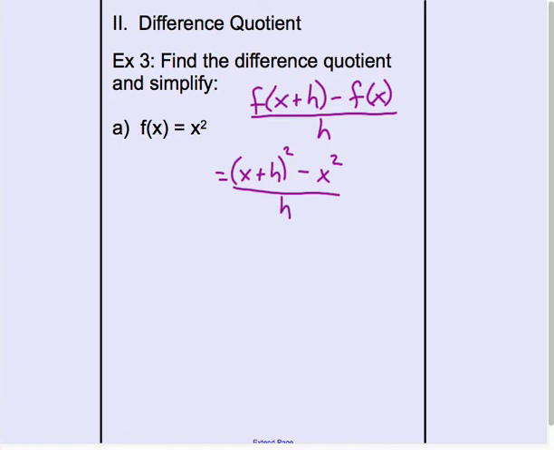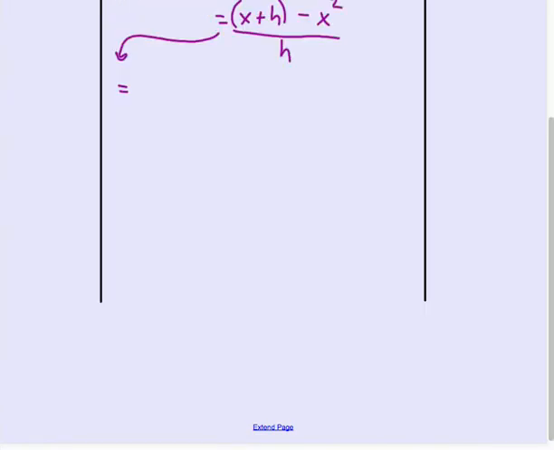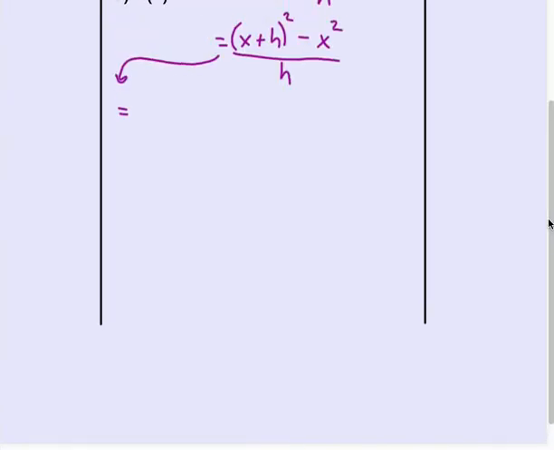Then we're going to simplify as much as possible. The first thing that we can simplify, I'll move over here so I have more room, is the quantity x plus h squared. Now remember, squaring a binomial does not mean distributing the square. It means multiplying it by itself. So I'm going to have x plus h times x plus h, minus x squared, all over h.